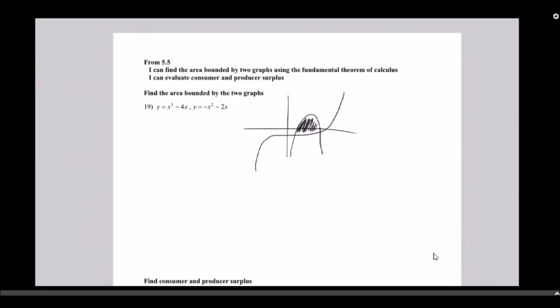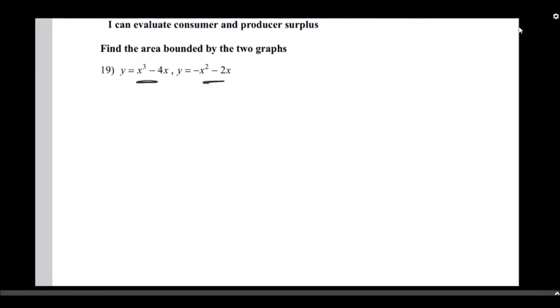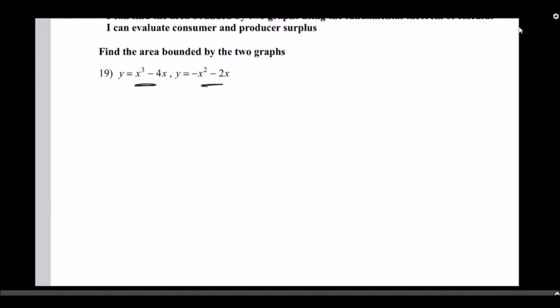What we need to figure out first are the bounds of integration, between what and what. The way that we solve that is by setting these equations equal to each other, because graphs intersect when their equations are equal to each other. So we need to set the equations of these functions equal to each other and solve for x. So this needs to equal that.